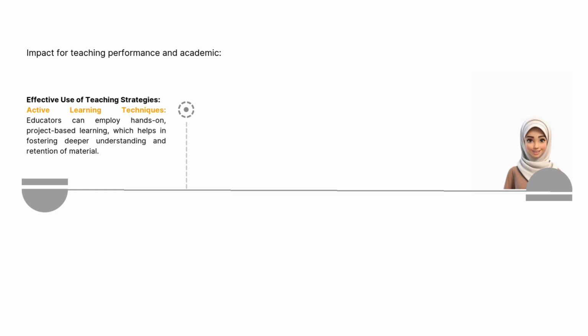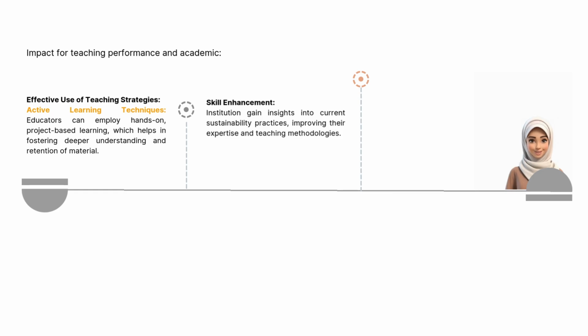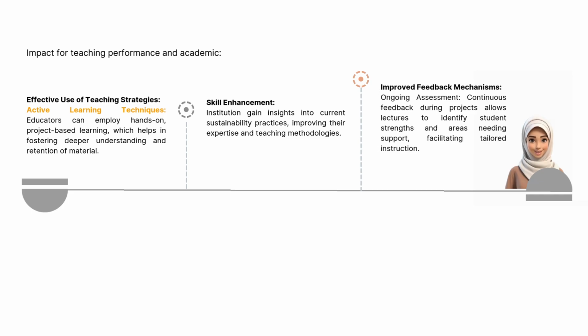Active learning techniques. Educators can employ hands-on, project-based learning, which helps in fostering deeper understanding and retention of material. Skill enhancement. Institutions gain insights into current sustainability practices, improving their expertise and teaching methodologies. Improved feedback mechanisms. Ongoing assessment. Continuous feedback during projects allows lecturers to identify student strengths and areas needing support, facilitating tailored instruction.